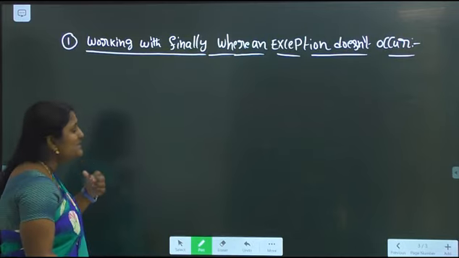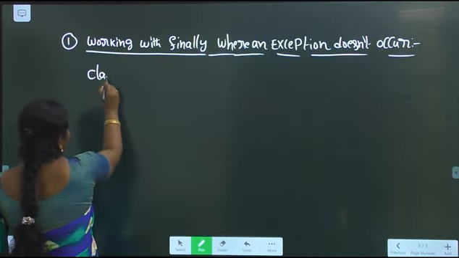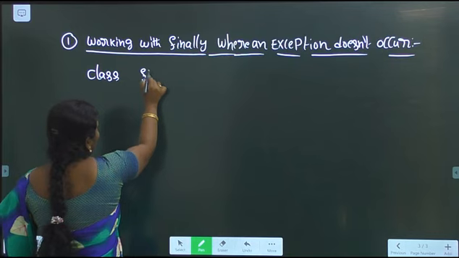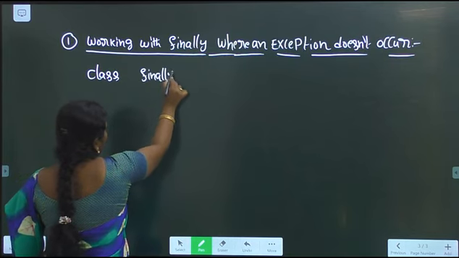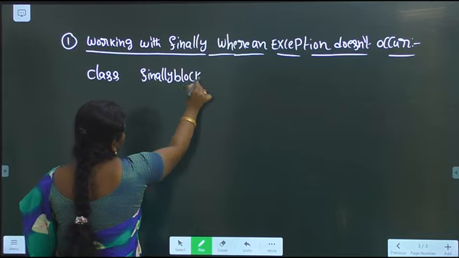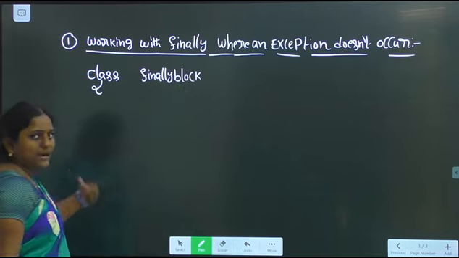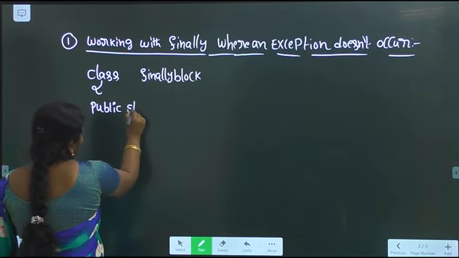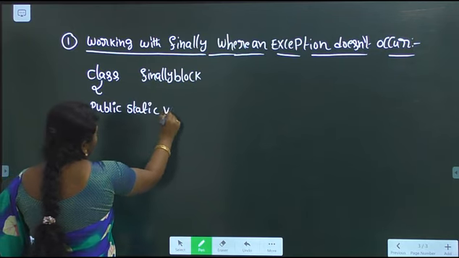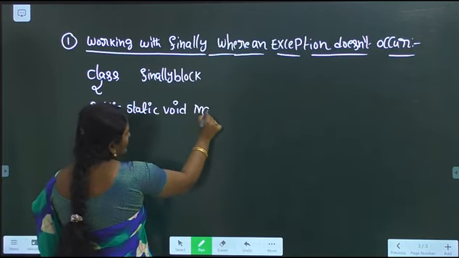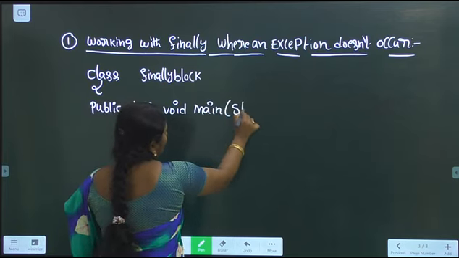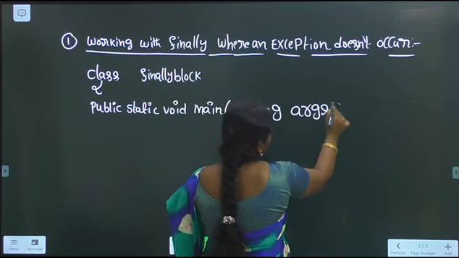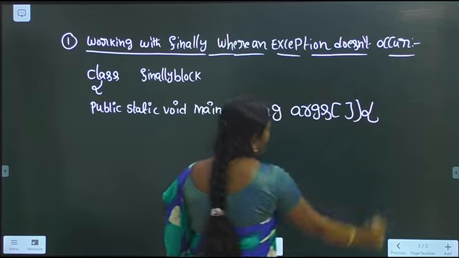First I am defining one class. Class name, simply I am writing FinallyBlock. After the class, I am writing the main method. Already you know that the main method has keywords: public, static, void, main, String args array. Public static void main String args array. After main, we open the curly brace.